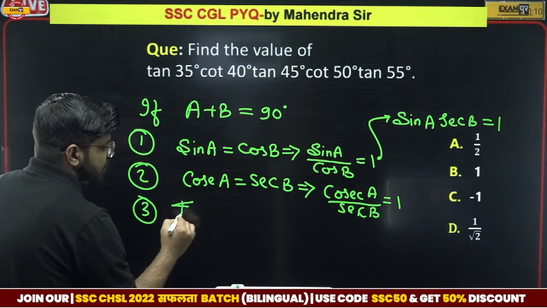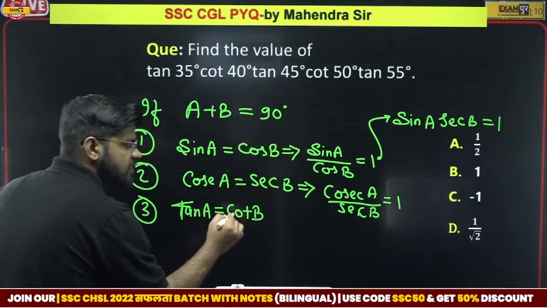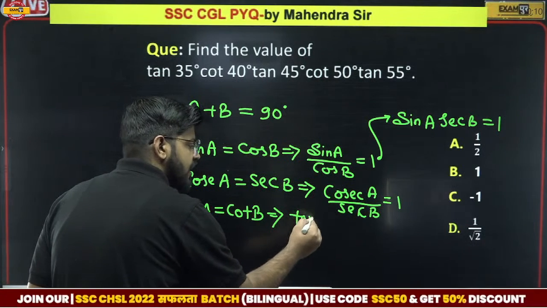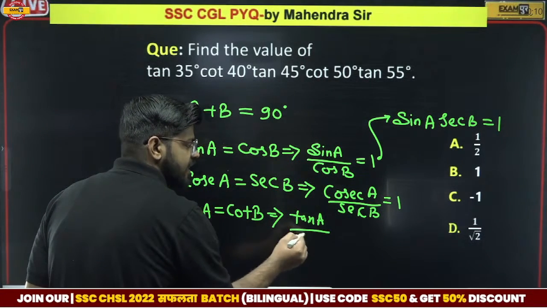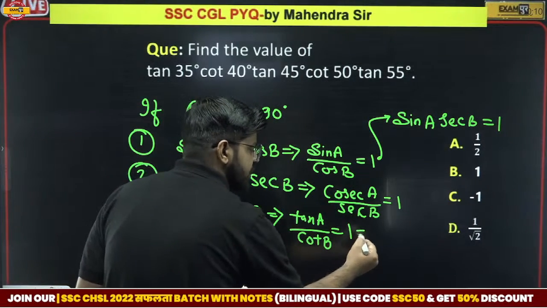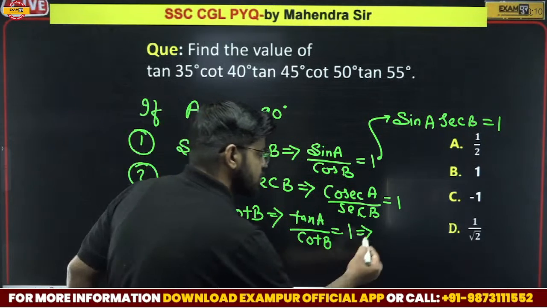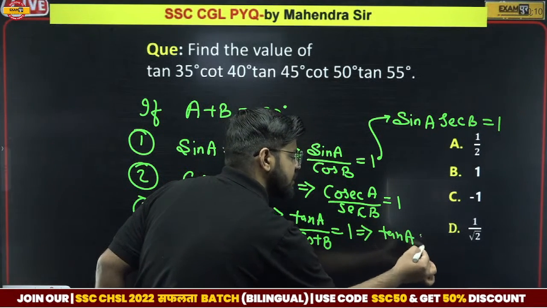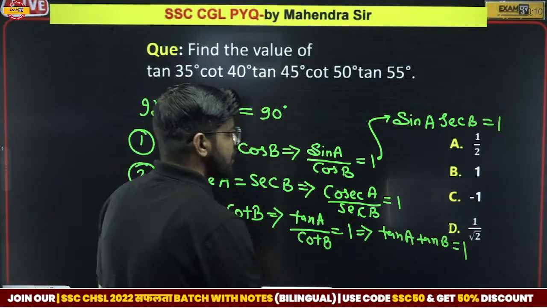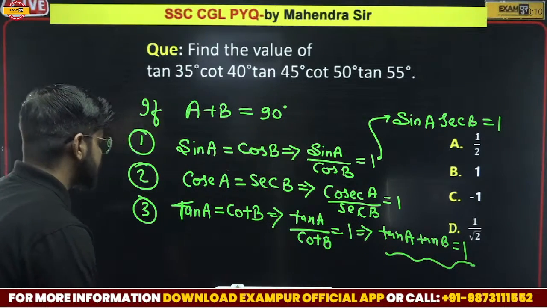Tan A. We are getting tan A is equal to cot B, which can also be written as tan A divided by cot B is equal to 1. And you know that 1 by cot B is equal to tan B. So this can also be written as tan A into tan B is equal to 1. Now here we are going to apply this property.